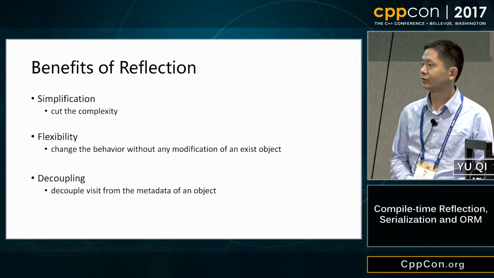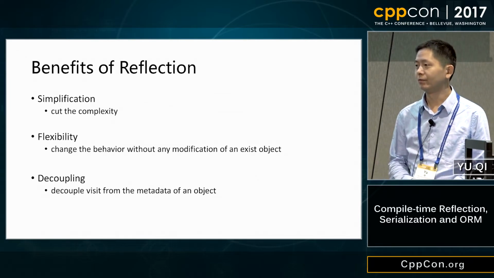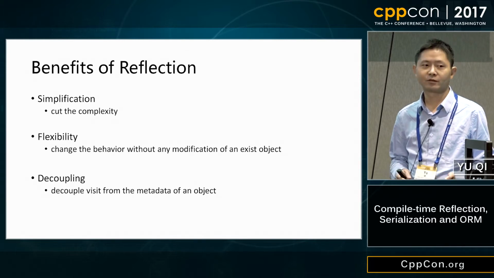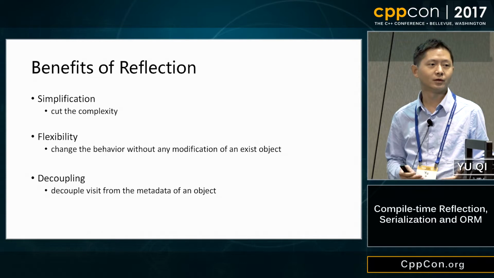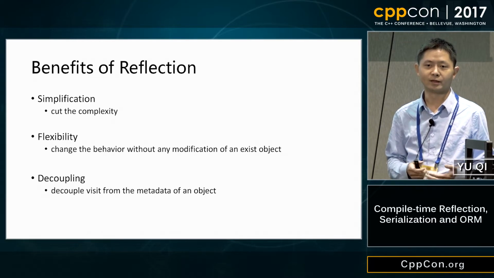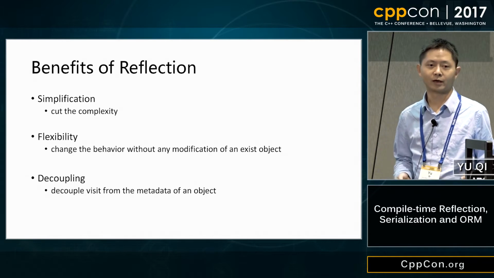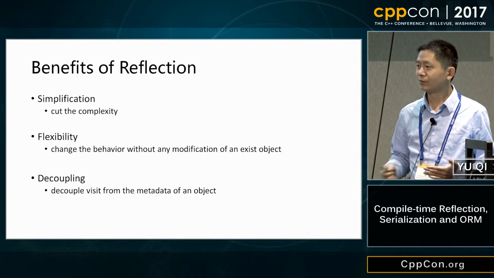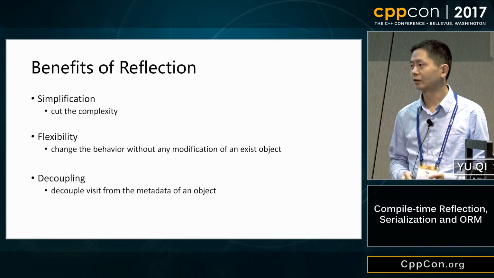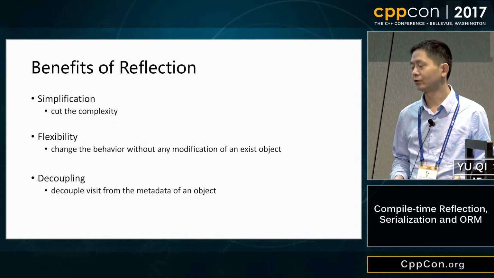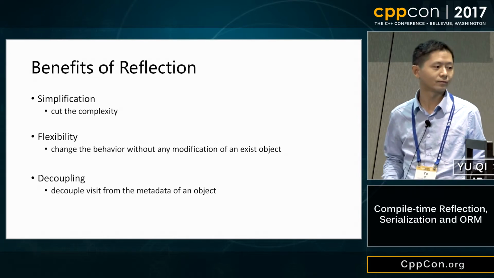There are some benefits of reflection. Reflection can make our application more flexible and can decouple the validity of an object and the metadata. Also, it can help us simplify our code. Next, I will give you an example to show the benefits.